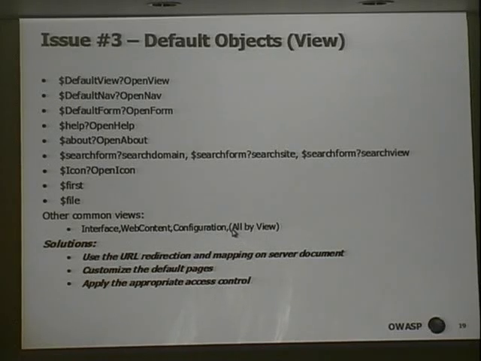There is also a view called all by view. It's similar: you will get the list of views. But when you see the parenthesis, that means this view is hidden. You're not going to see it when you use the default navigation. You might see it in the default view, but I suggest you try this one when you do the pen test. So the solution: you need to set up URL redirection.